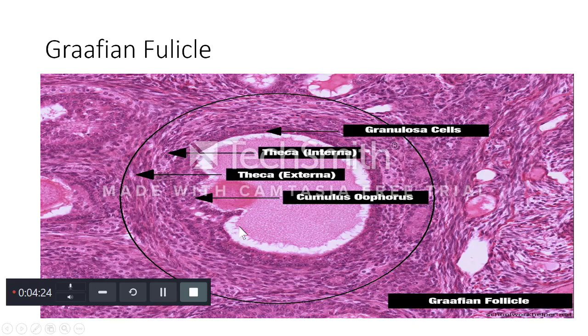This is a Graafian follicle. A Graafian follicle consists of the oocyte, corona radiata, cumulus oophorus, granulosa cells, and theca interna and theca externa. Okay.